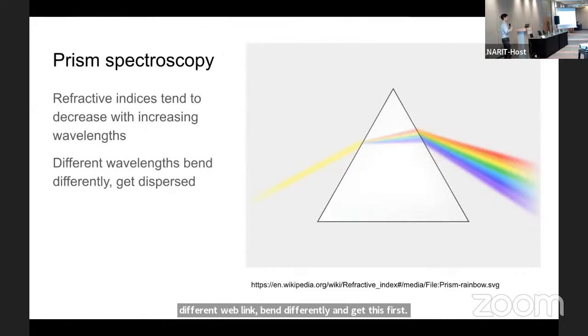Now, one fun fact about prisms is that, with the way the refractive index depends on wavelength, usually blue light will bend more with a prism than red light. So you can always spot a bad science diagram when you have a prism that has more red light bending than blue.